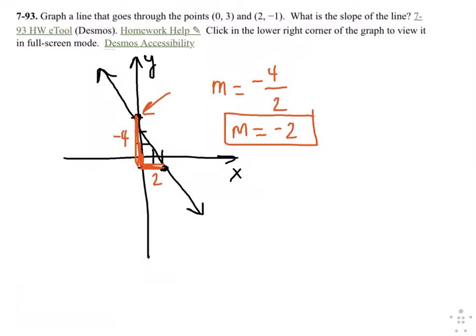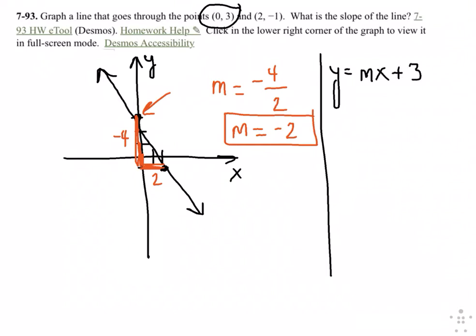We could also do this algebraically, right? Because fortunately they gave us the y-intercept. So we know the equation of this line is y = mx + b, where b is the y-intercept, which is 3. Now they also gave us another point, right? So we could substitute that in for x and y, right? x is 2 and y is -1.